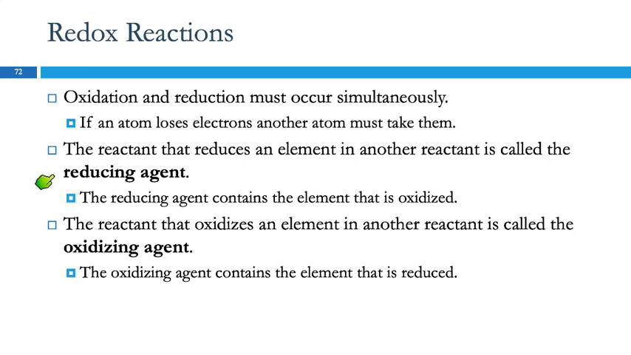Agents. So there's things being oxidized and reduced, and then there's things doing the oxidizing and doing the reducing, and those are called oxidizing agents and reducing agents. And this is confusing, I'm sorry. The reducing agent has the element in it that's being oxidized. The oxidizing agent has the element that's being reduced. Not confusing at all, right?